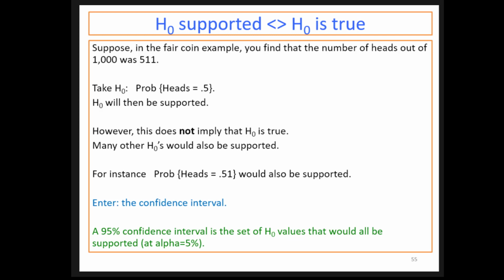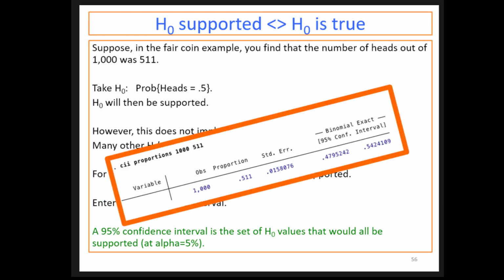And that is in fact how the confidence interval is defined. A 95% confidence interval is a set of H0 values that would all be supported at alpha equal to 5%. And you can calculate that in Stata, again through the command that we saw before: confidence interval immediate for proportions, 1,000 cases and 511 are heads in this case. Then what we see is the proportion is 0.51 and a bit, and the 95% confidence interval runs from 0.48 to 0.54. So any H0, even that the probability of heads is 0.54, would also be supported.